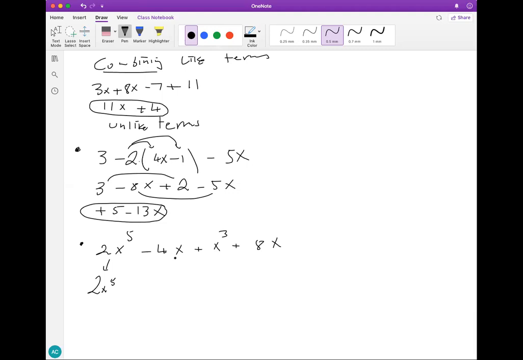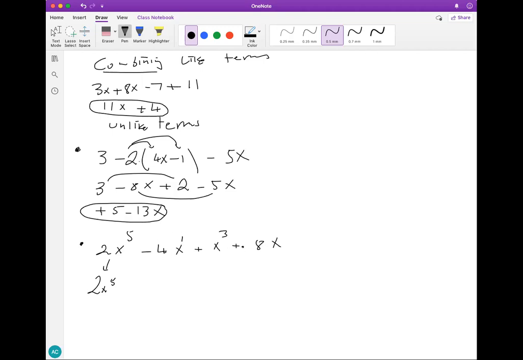Do we have a similar term to this? By the way, what is the power of this x? 1. 1, invisible, 1, right? This one has 5. So these are unlike terms. They're not the same, even though the variable is the same, but the power is not the same. We can't combine them. We can't add or subtract. We're going to see later in a future class that we can multiply, but at this point, we cannot add or subtract.